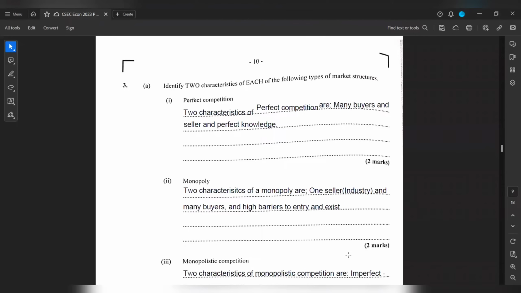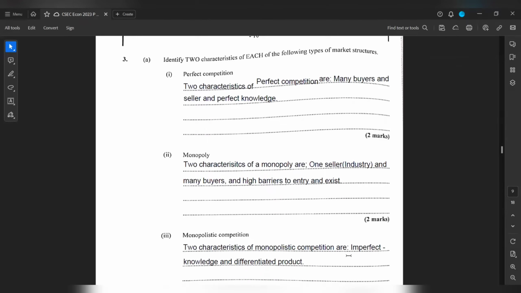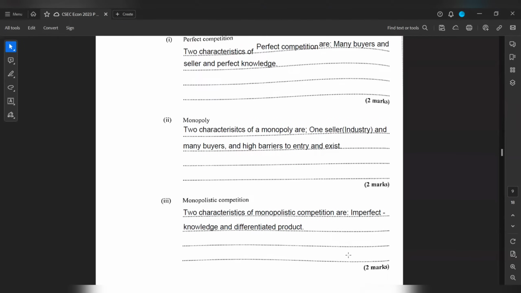3A, identify two characteristics of each of the following types of market structures. Perfect competition. Two characteristics of perfect competition are many buyers and sellers and perfect knowledge. Monopoly. Two characteristics of a monopoly are one seller, which in certain cases is the industry, and high barriers to entry and exit. Monopolistic competition. Two characteristics of monopolistic competition are imperfect knowledge and differentiated products.